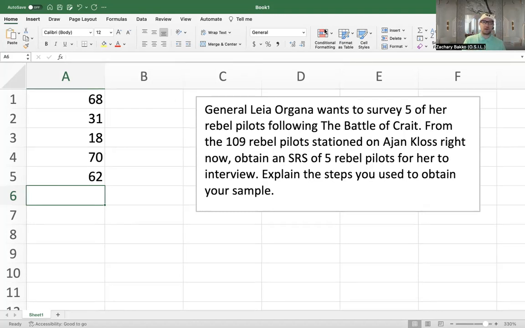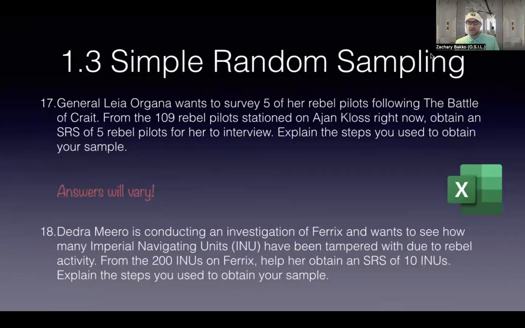Okay. All right, let's jump back to the study guide. So you see I have "answers will vary" here in the study guide. And this is how I show my work. I just say RANDBETWEEN, open parenthesis 1, 09, close it. And I write the 5 random numbers I got. Okay. So I'm going to leave 18 for you to do on your own.